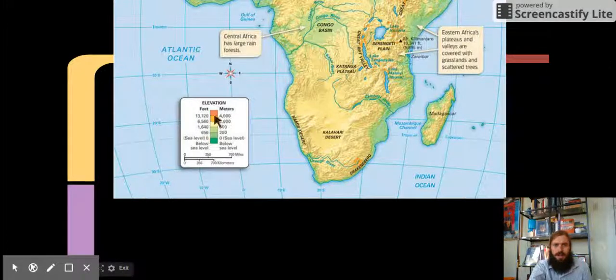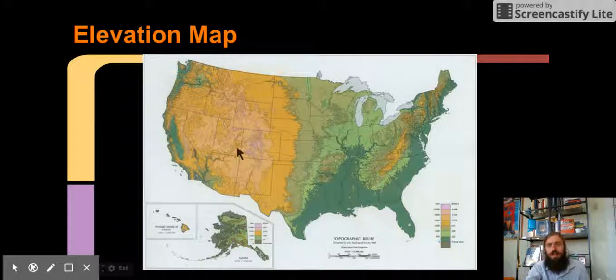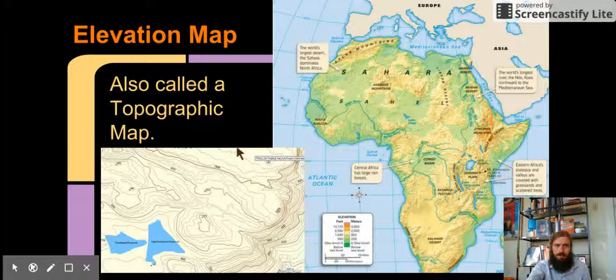Here's a closer look at that key. It shows me different colors show me different elevations, how high or low the land is. Here's an elevation map of the United States. Sometimes they will use lines to show the different layers of how high and low the land is. This is called a topographic map, but it shows me the same information, how high or low the land is.